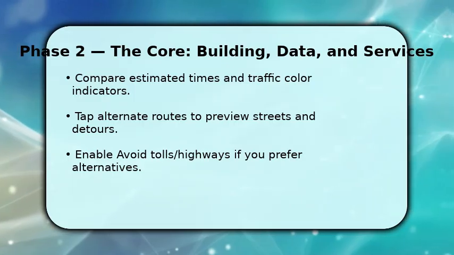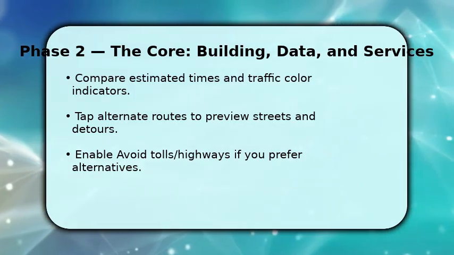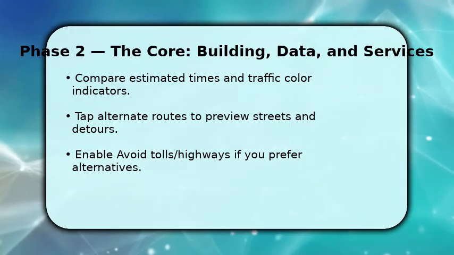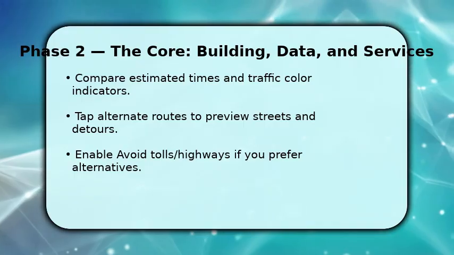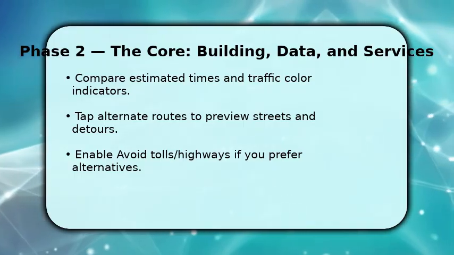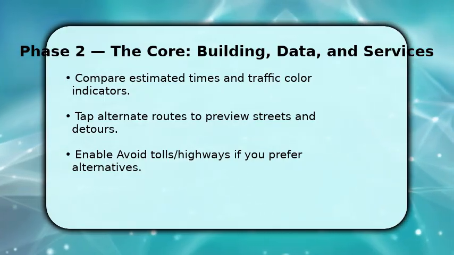Tap each alternate route to preview the detailed path, noting specific road names and any required turns, because a slightly longer distance can still be faster with less congestion. If you want to avoid tolls or highways, open Route Options and toggle Avoid Tolls or Avoid Highways. This recalculates fastest viable choices.